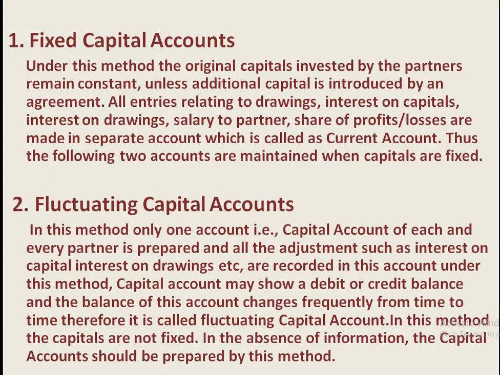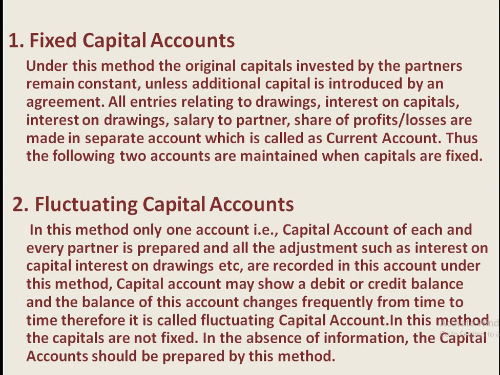In capital account, only capital is recorded, and if any new capital is brought, then it is recorded. But all remaining transactions are recorded in current account. While in this fluctuating capital account, only capital account is maintained, and all those transactions, interest on drawing, interest on capital, partner's profit share or loss, everything is debited or credited to capital account.